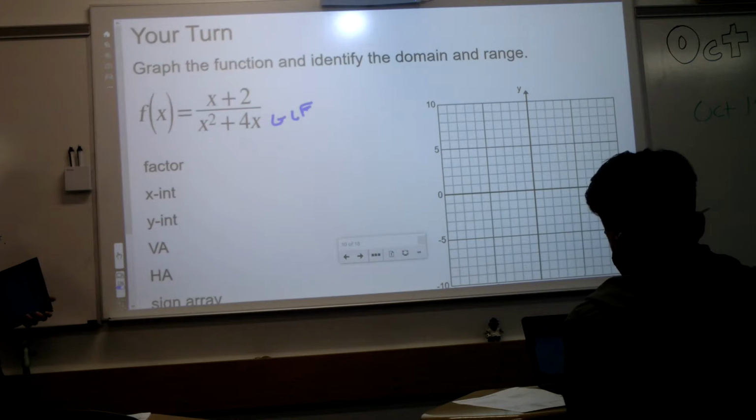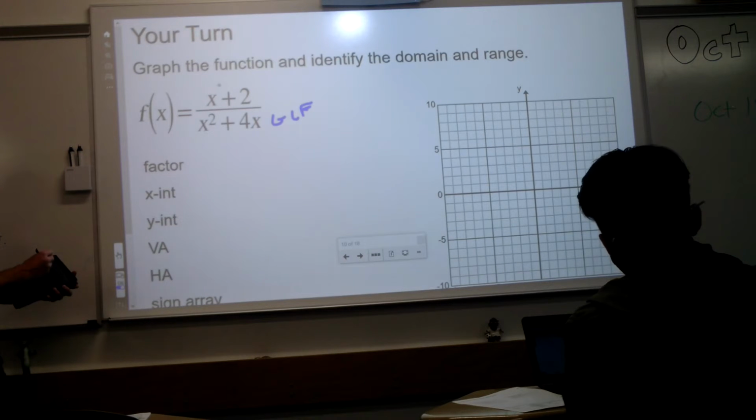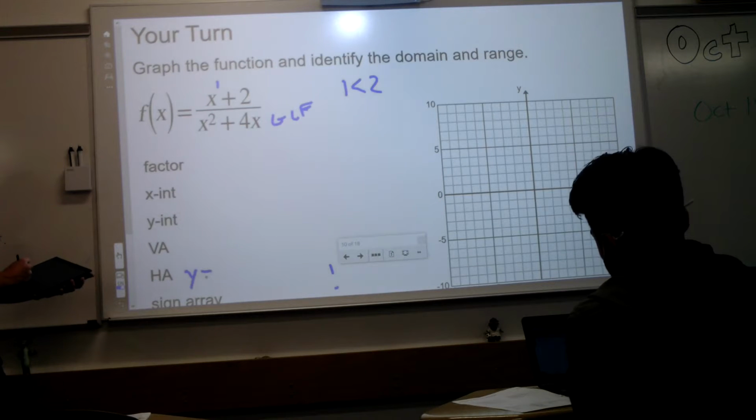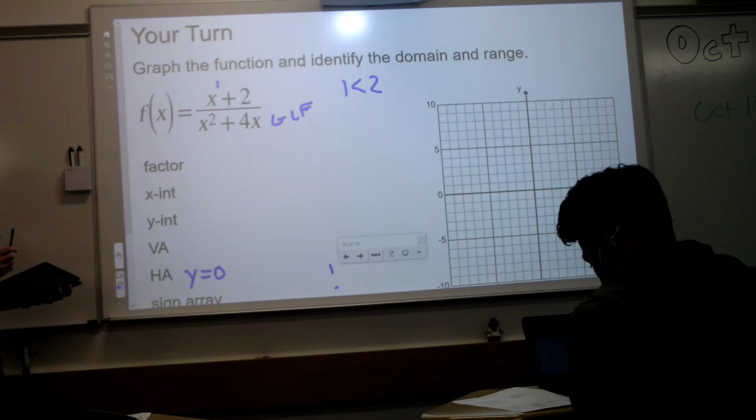First of all, the degree of the numerator is 1, the degree of the denominator is 2, so just like our last problem, our horizontal asymptote is 0. Nice job. Great, thanks Mikkel. So then let's go to Allie.